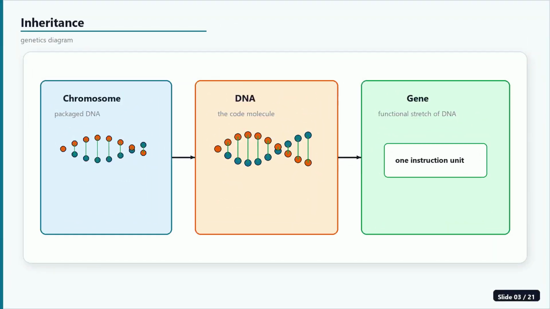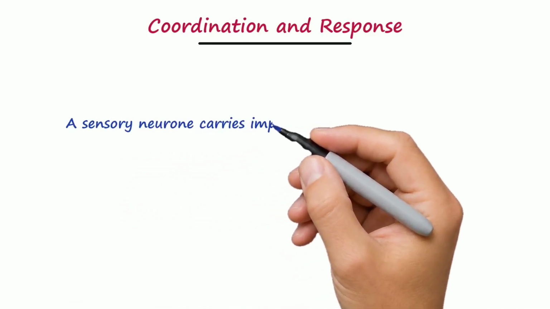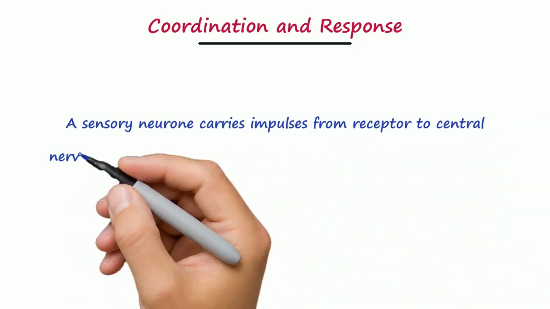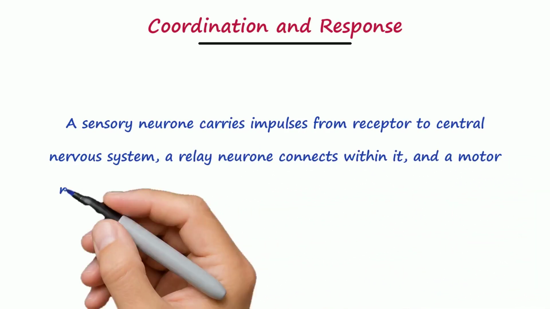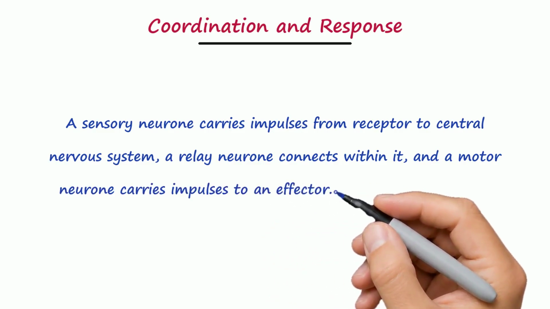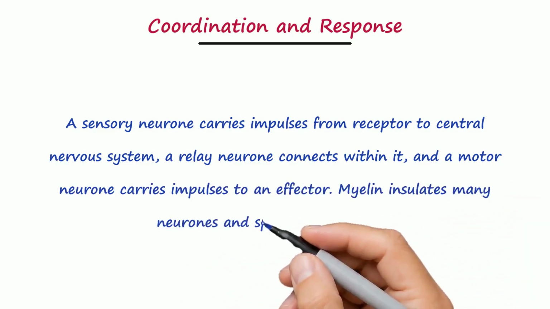DNA holds the code, genes are functional stretches of that code, and chromosomes package it for cell division. Keep that nesting clear. A sensory neuron carries impulses from receptor to central nervous system, a relay neuron connects within it, and a motor neuron carries impulses to an effector. Myelin insulates many neurons and speeds transmission.